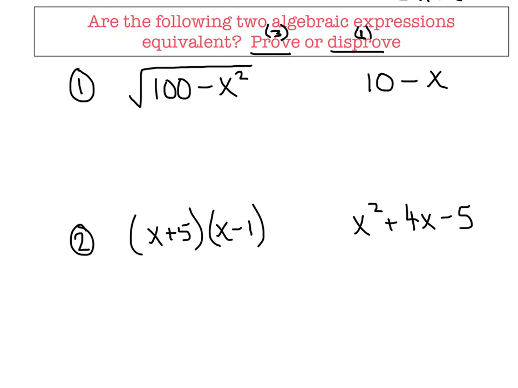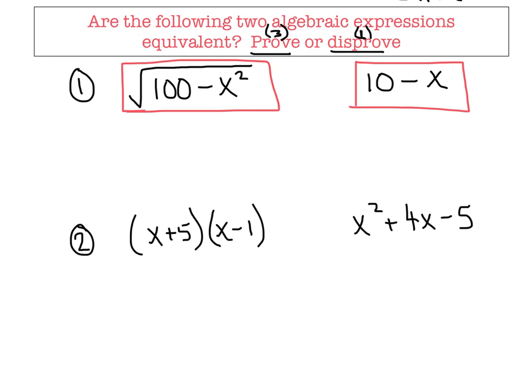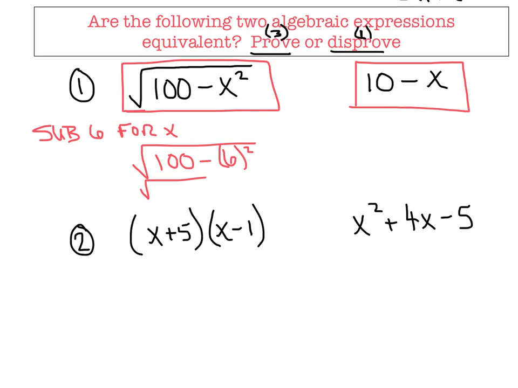Can we prove whether this expression here is equivalent to the one to its right? So here's what I'm going to do. I'm trying to think. My favorite number is 6, because I used to wear number 6 in high school when I played baseball. So I'm going to substitute a 6 for x. First expression, radical 100 minus 6 squared. Let's see. I'm going to do a little mental math here. Radical 100 minus 36.